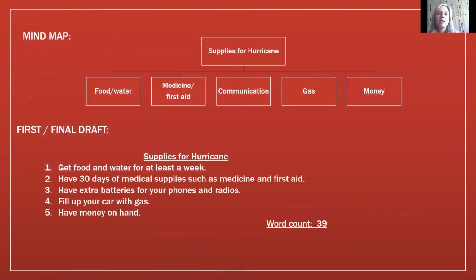Right, so this is how I want it to look. The mind map, supplies for hurricane, that will be the title, food or water, medicine or first aid, communication, gas, and money. This is the mind map. And then the first and final draft is going to look like this. Supplies for the hurricane, and then they need to write down full sentences with each one of these keywords that they wrote down in the block. And then again, remember to count the words and write down the word count at the end.